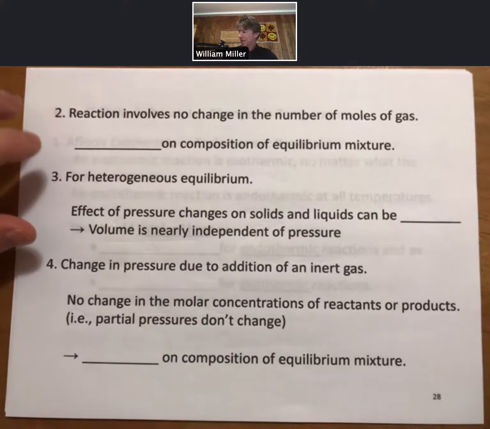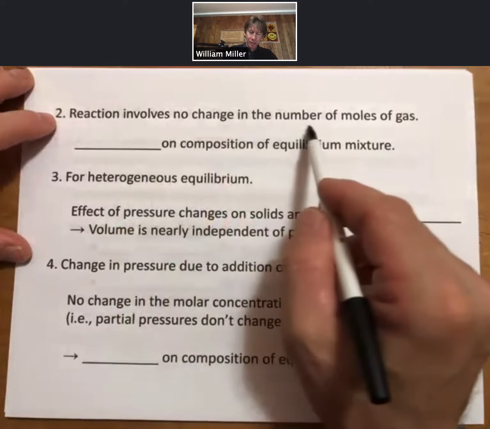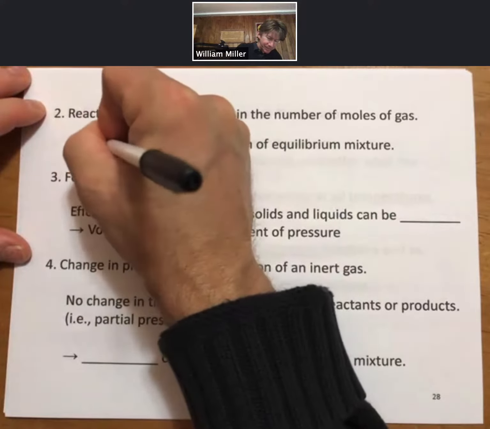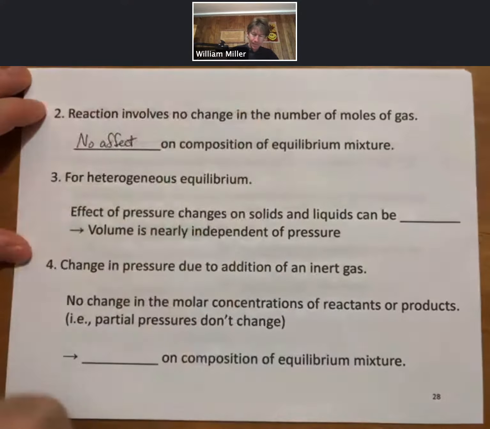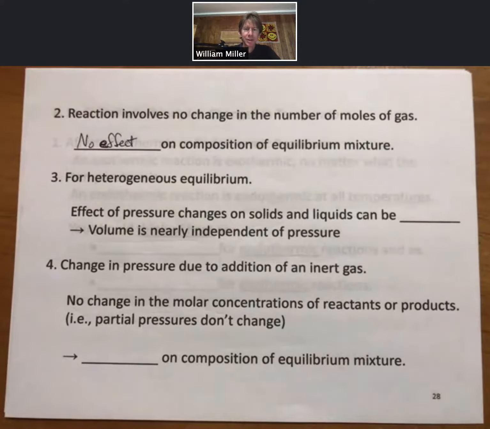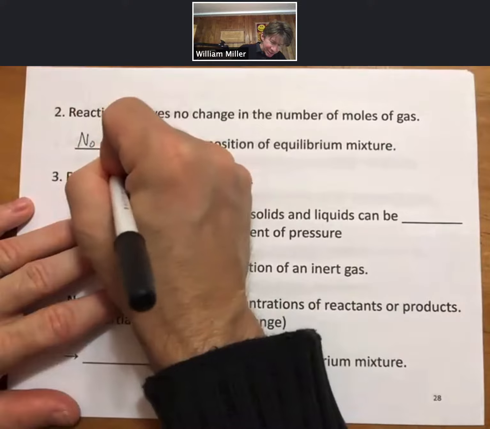There are a couple of complications to that. If the reaction involves no change in the number of moles of gas, then there's no effect on the composition of the equilibrium mixture. If you draw arrows and there are the same number of arrows on each side, there's no shift in equilibrium.